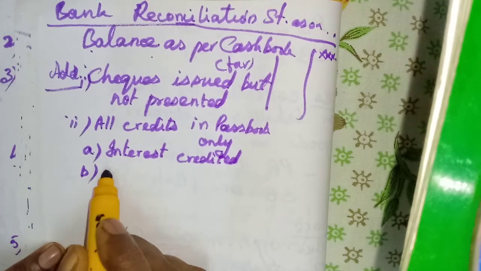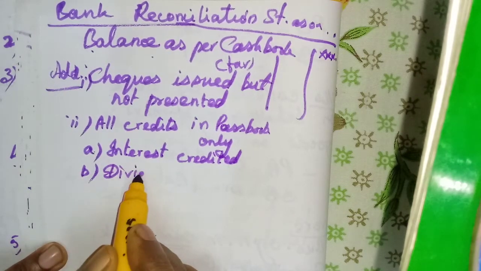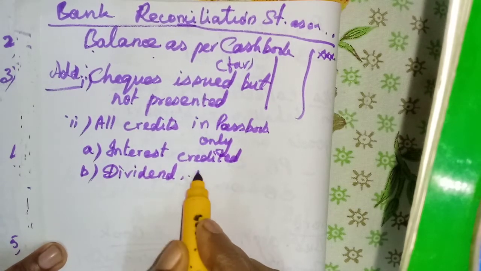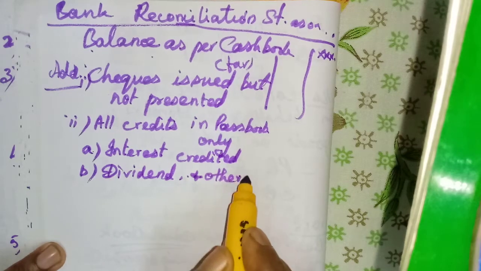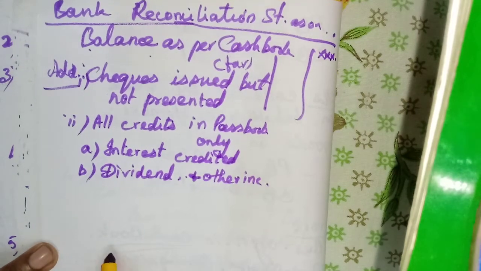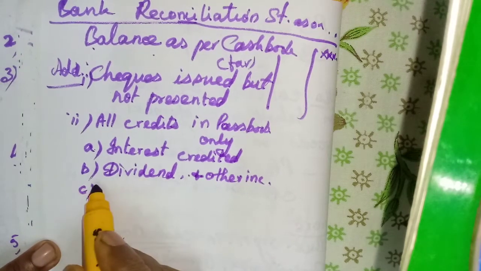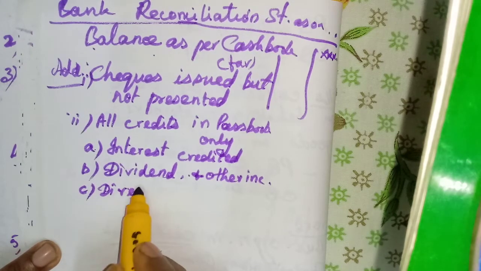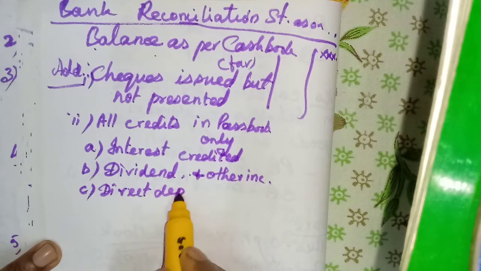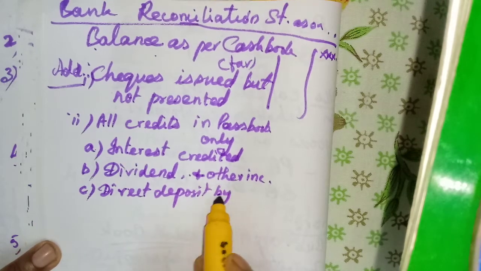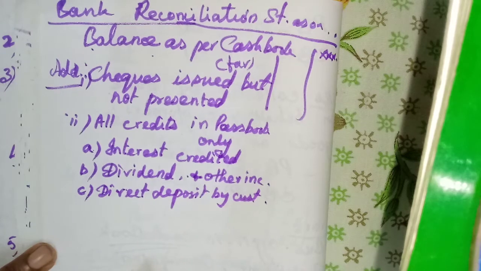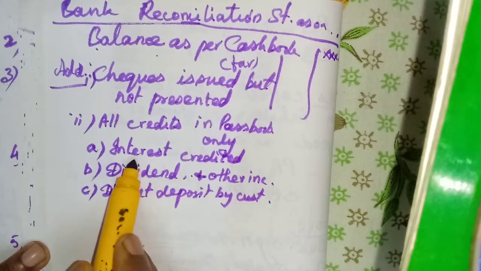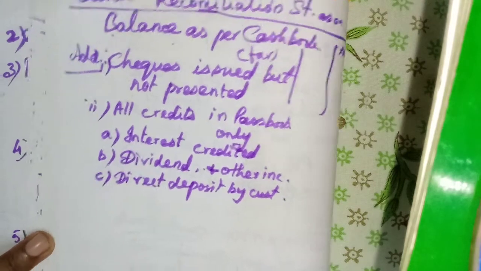Then dividend and other income. We studied the dividend or any other interest, that's given as other income. Then any direct deposit by the customer, direct deposit by customers or any other parties. All these are credits in the passbook only. In the cash book we have not entered all these items.